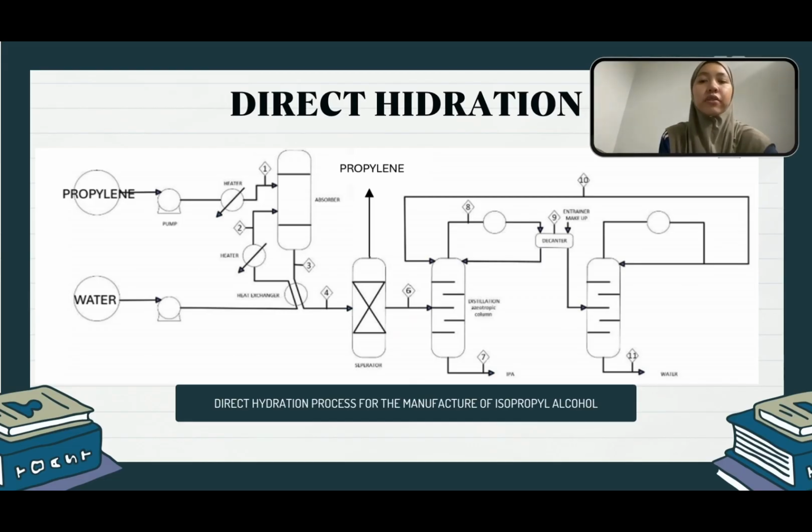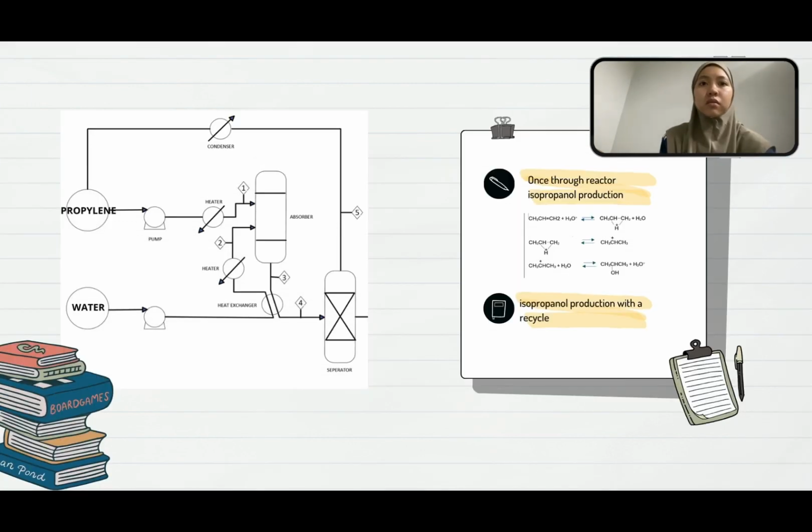So this is the flow diagram of the direct hydration process for the manufacture of isopropyl alcohol. For the left part, propylene and water are used for isopropanol production. Propylene and water were pumped, preheated and fed to a reactor under pressure of 1 atm and 80 Celsius. The reactor received 3300 mol per hour of propylene and 3300 mol per hour of water. Subsequently, the reactor output of propylene, water and isopropanol was fed to the separator. The top product stream was propylene gas and was recycled.